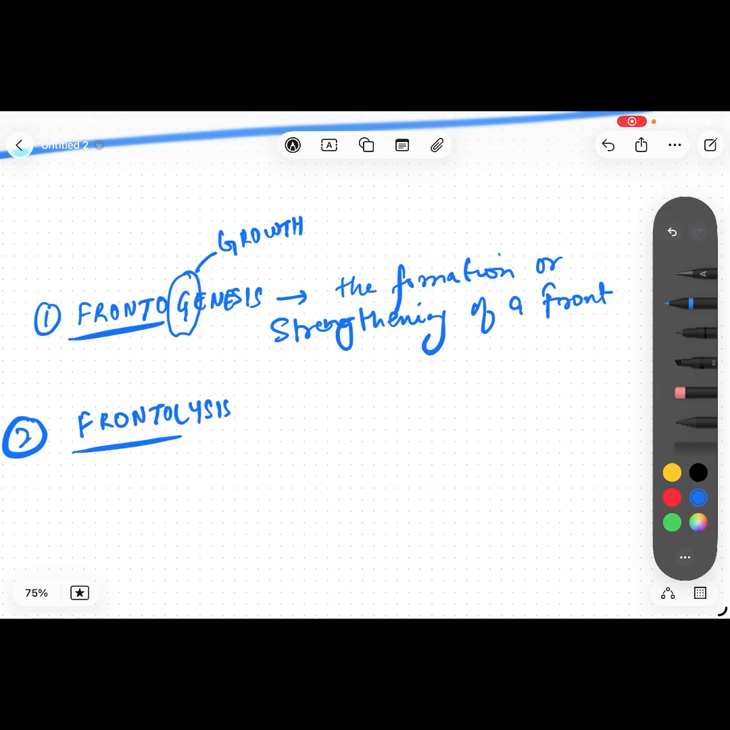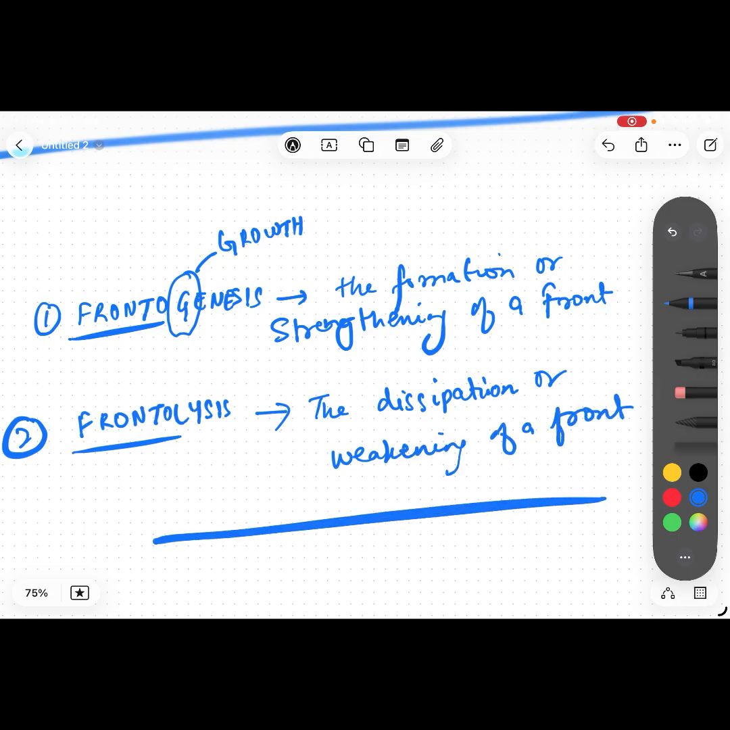When I say frontolysis, that is the opposite obviously. So this is the dissipation. It's not forming, it's dissipating now. So dissipation, or you could say a weakening of a front. So these two definitions are also important.